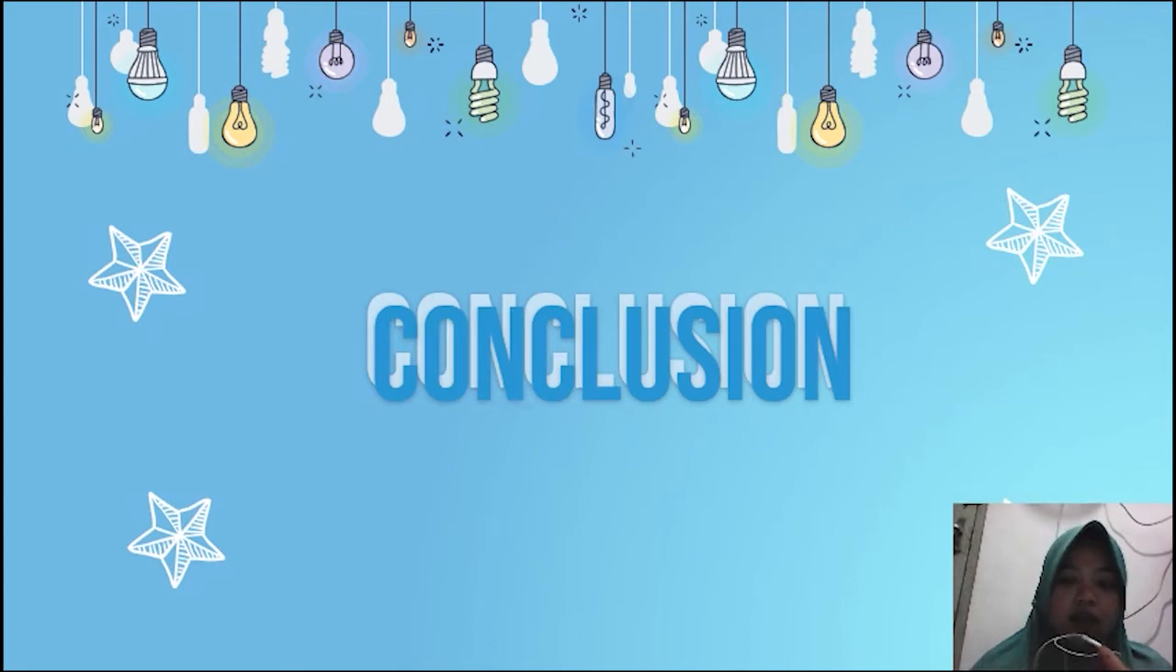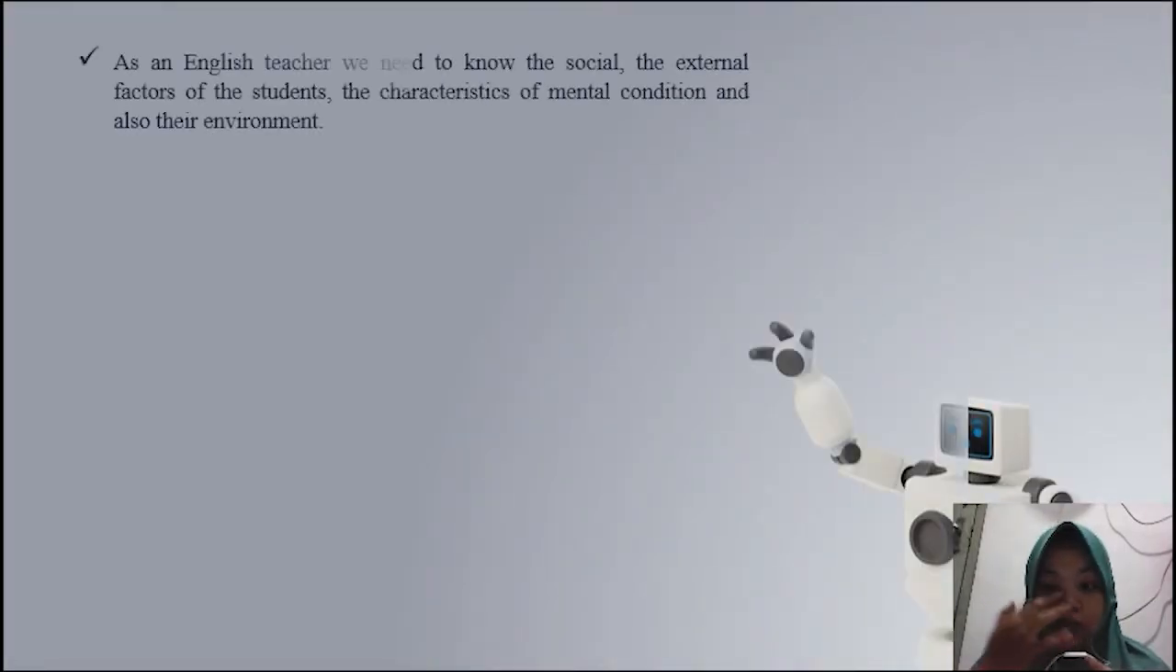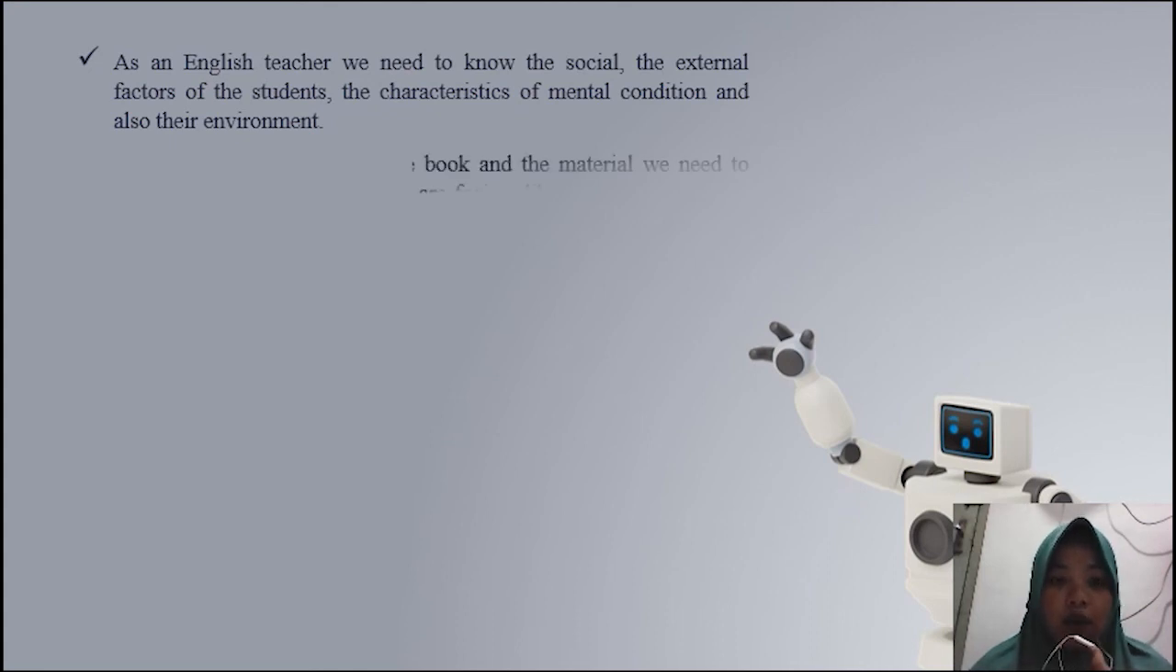Okay, the next one is the conclusion. This is the conclusion of the article. The first one is, as an English teacher, we need to know the social and external factors of the students, the characteristics of their mental condition, and also their environment.